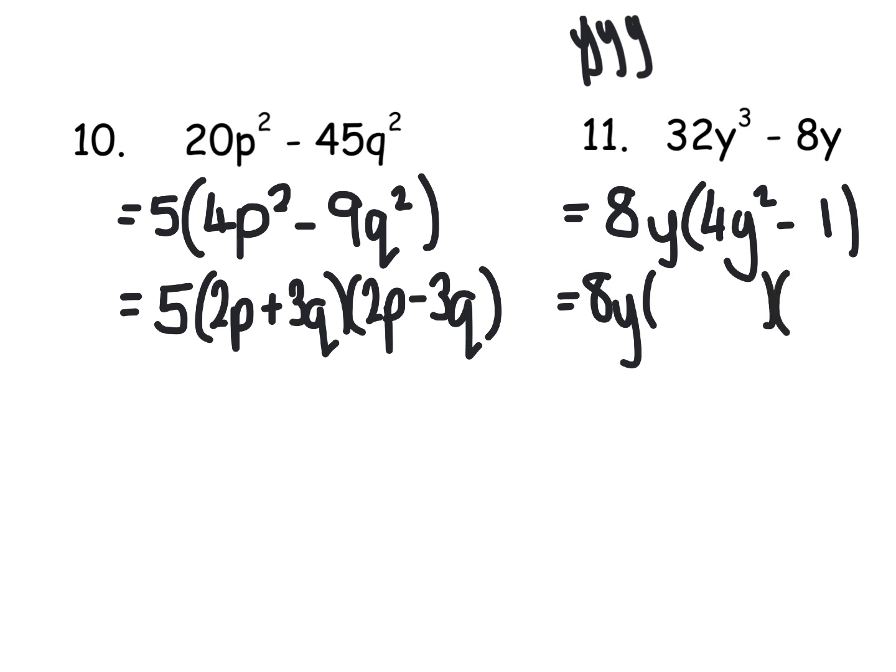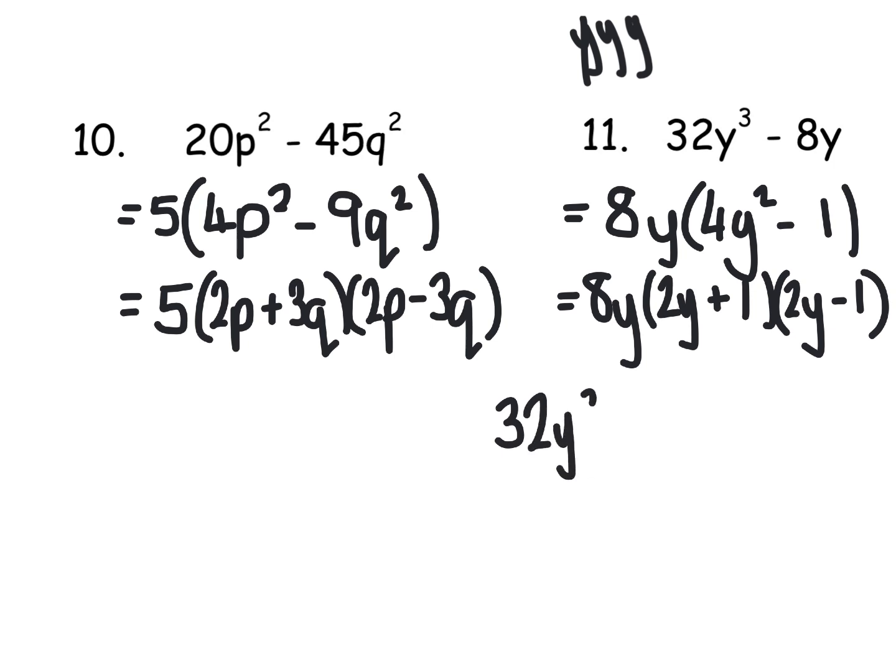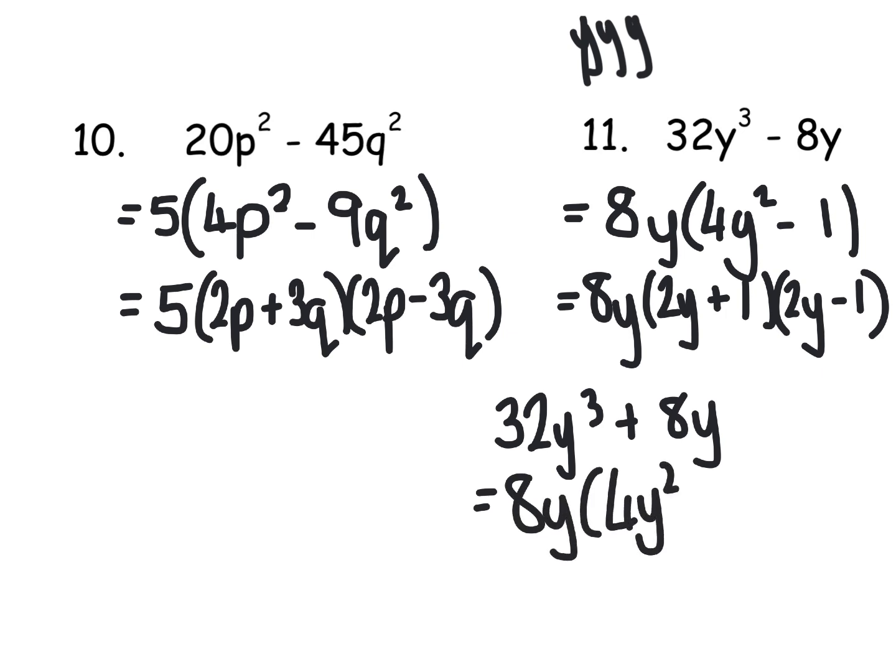So pair of brackets, squeeze this in here. 4y squared comes from 2y times 2y. 1 comes from a plus 1 and a minus 1. Now, just to show you, if I quickly just changed that question for a second and made it 32y cubed plus 8y, that would give you a common factor of 8y. That would leave you a y squared plus 1. Is this now a difference of 2 squares? The answer is no. And I catch my pupils out all the time doing this.